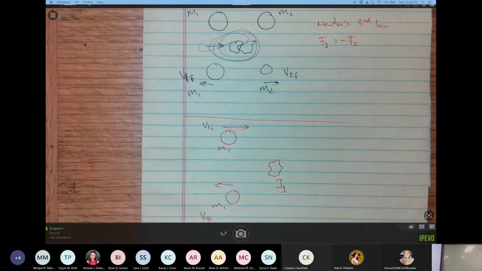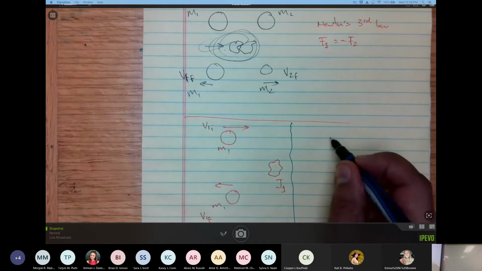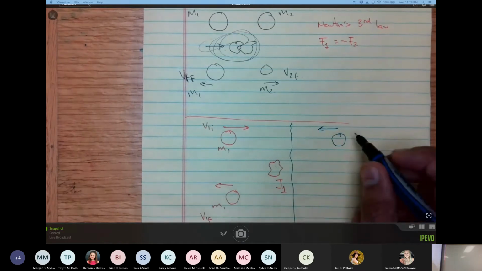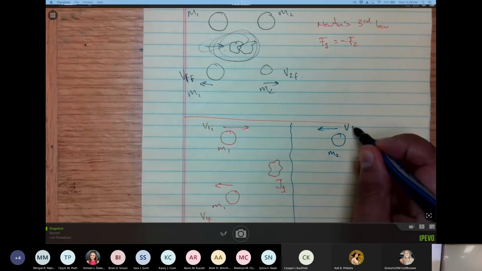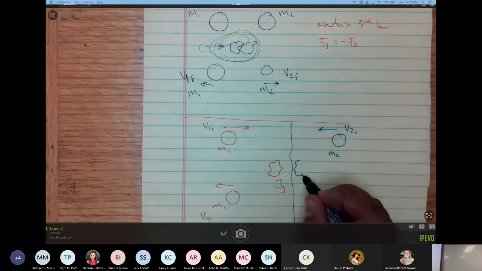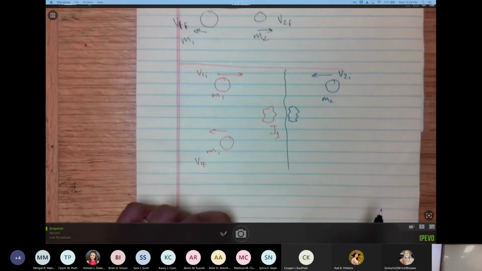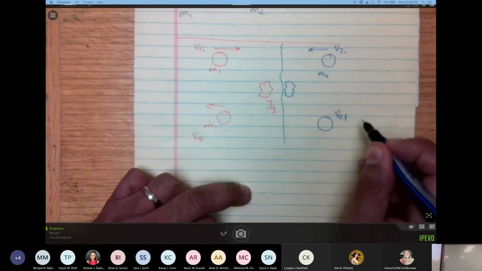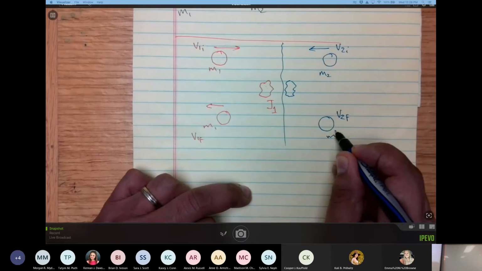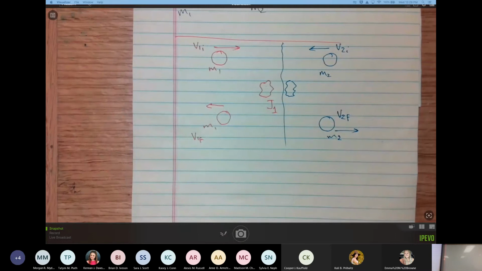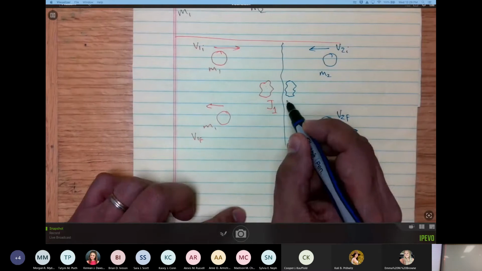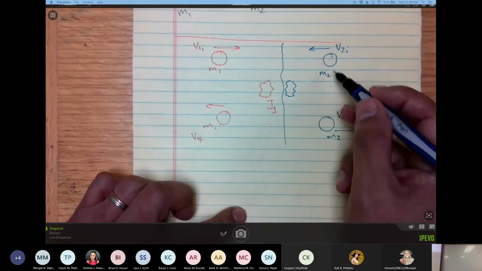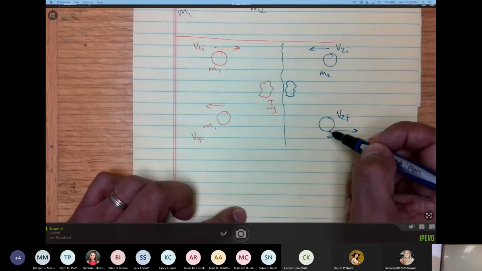Okay. Now I'm going to look at my second mass, and I'm going to have my second mass going with an initial velocity, it's going to crash, or something's going to happen to it, and then I'm going to have a final velocity and the ball moving in a different direction. Again, I know that at this collision, because the momentum of mass number two is changing, there has to be an impulse.